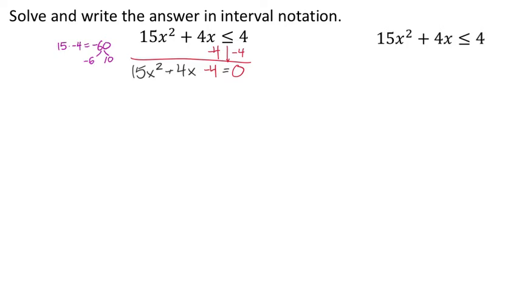Now, since I'm using factoring, I'm going to take that 4x and split it up into those two factors of negative 6x and then positive 10x. And again, it doesn't matter which order you put this in, but now I have 15x squared minus 6x's plus 10x's minus 4, and this should equal 0. So I'm factoring by grouping because my leading coefficient was not a 1. And that's okay because we can factor by grouping.